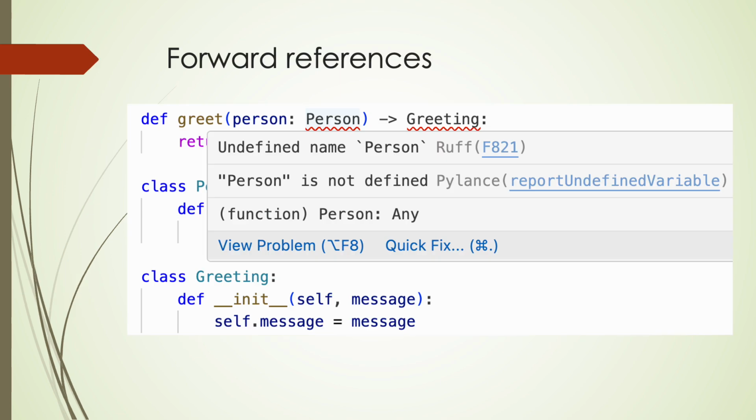In this example, without postponing the evaluation, you would need to ensure that Person and Greeting are defined before they are used in the annotations. Otherwise, you will get a name undefined error. You can also put Person and Greeting in quotes in the type annotations, but it looks pretty ugly and may not be supported by some IDEs.